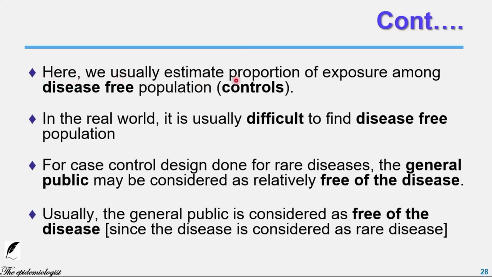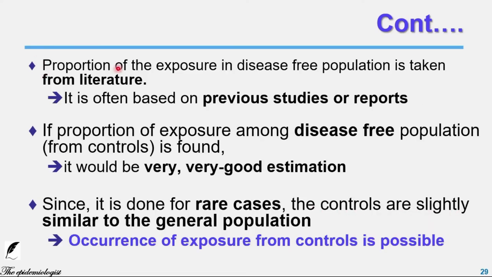Here, we usually estimate the proportion of exposure among disease-free populations, controls. It is usually challenging to find a disease-free population in the real world. For case control designs for rare diseases, the general public may be considered relatively free of the disease. Usually, the general public is considered non-diseased. Since the disease is considered a rare disease from the literature, the proportion of the exposure in a disease-free population is taken. It is often based on previous studies or reports.